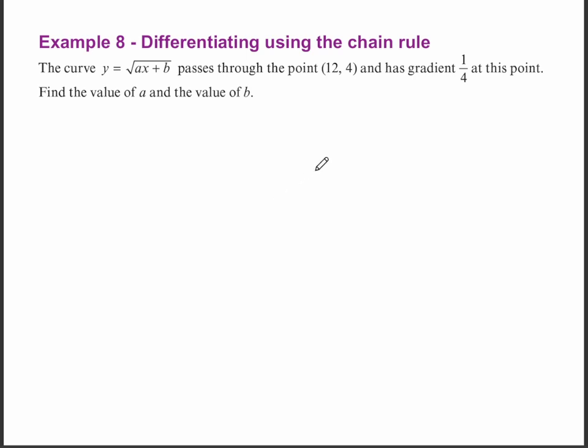Next, we have the final example, and that is to differentiate this using the chain rule. This is a question from the past paper. So the curve y equals the square root of ax plus b passes through the point (12, 4) and has a gradient of 1 over 4 at this point. Find the value of a and the value of b. So for that, firstly, we can rewrite this, where y is equal to (ax plus b) to the power a half. Then what we can do is treat this as u. So we have u equals ax plus b, which is our first equation, and we have y equals u to the power a half, which is our second equation.